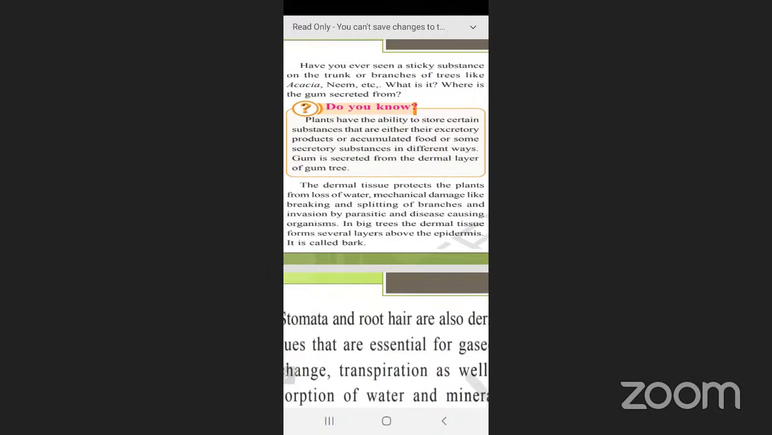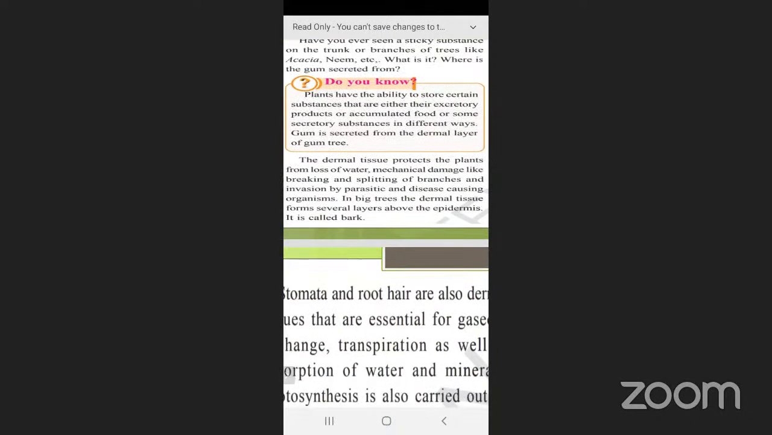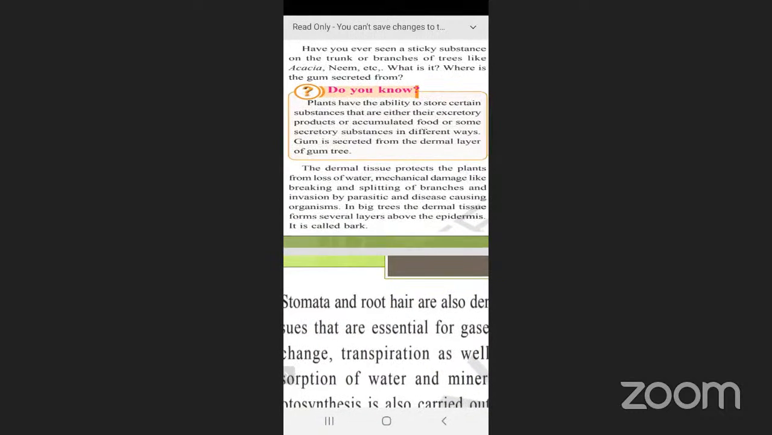The dermal tissue protects the plants from loss of water, mechanical damage like breaking and splitting of branches, and invasion by parasitic and disease-causing organisms. See, parasites, as you know already.